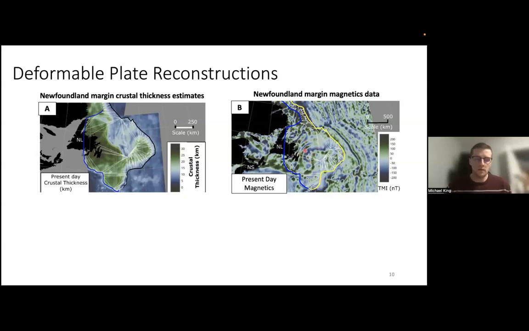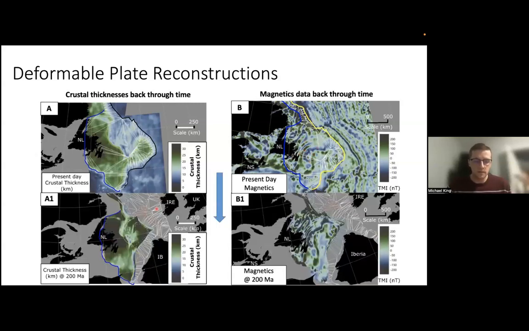Then when we reconstruct this back through time, for example back to 200 million years ago in panel A1 down here, we can see the potential pre-Jurassic crustal thickness template of the Newfoundland margin. We can also compare where we're seeing these crustal thickness trends to what we're seeing in the reconstructed magnetics data, trying to make comparisons between the two and see how that can guide our interpretations.